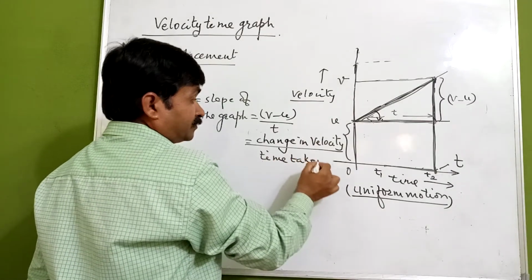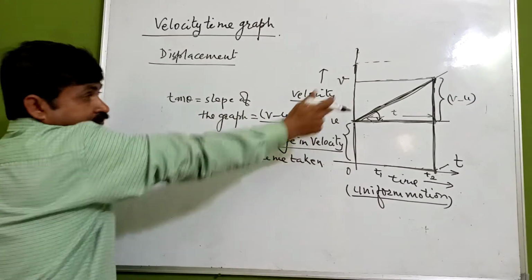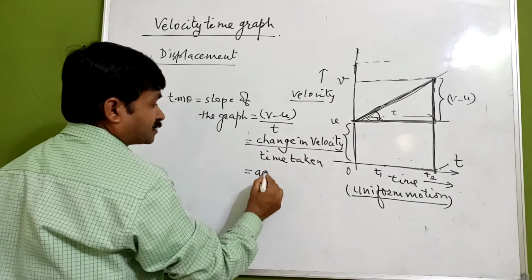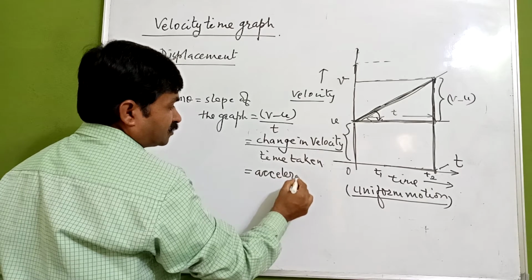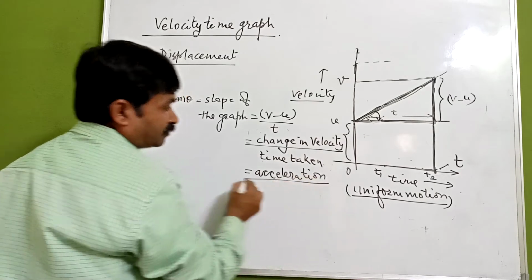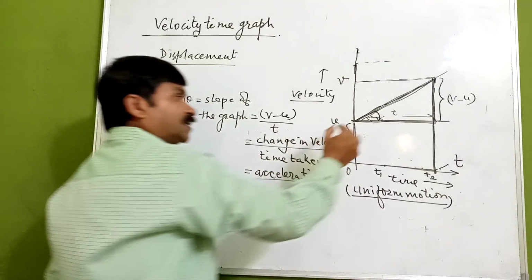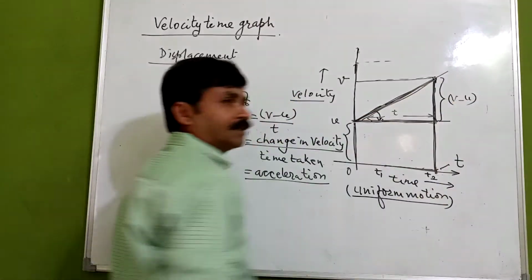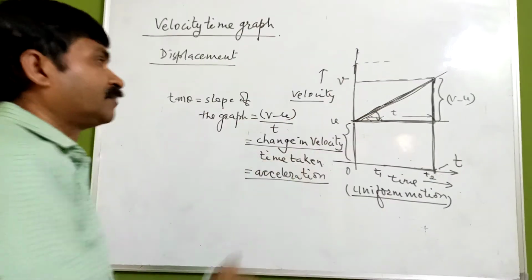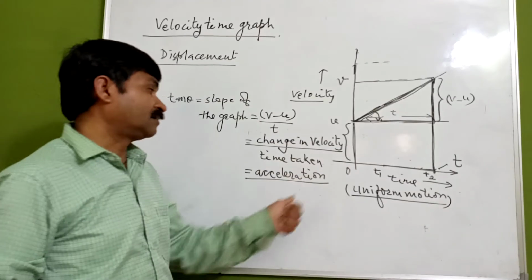So we know that the slope of the graph in this case, what is giving us? Acceleration. Acceleration is what? Time rate of change of velocity. There is a change in the velocity. It is clear. Change in velocity. What we are getting? We are getting acceleration.